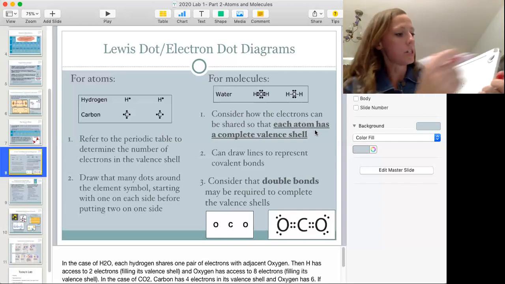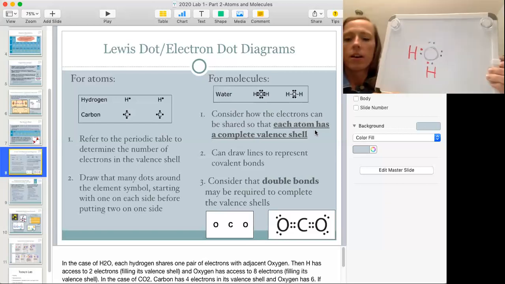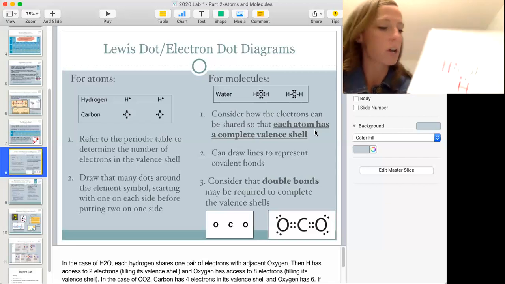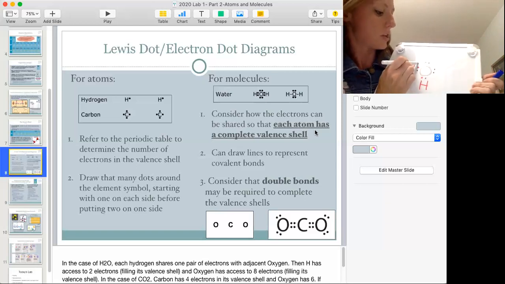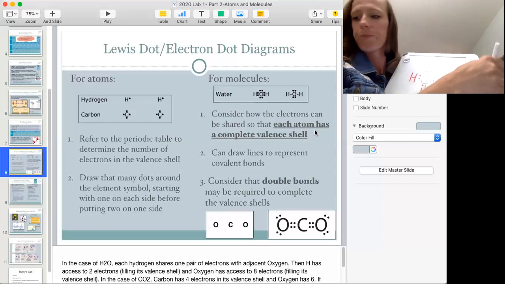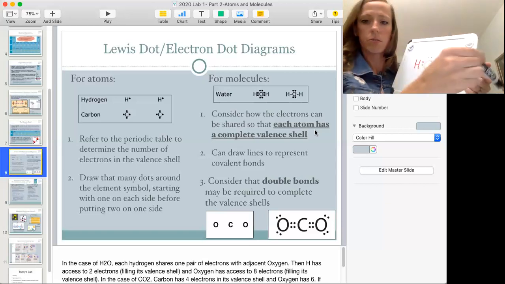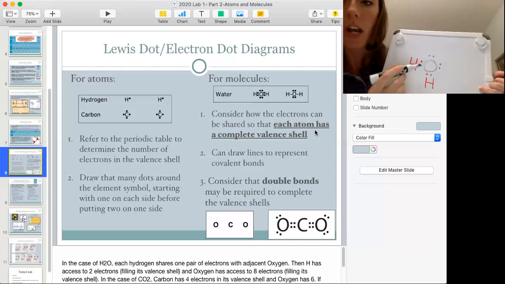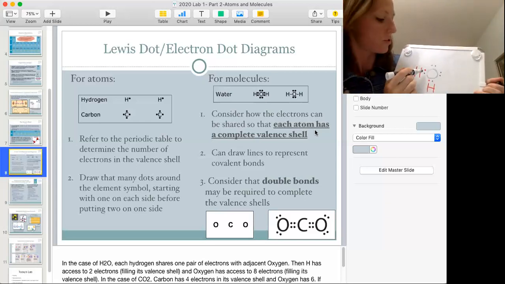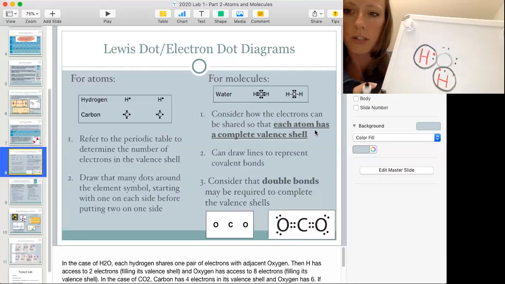And now, to check yourself, to make sure that each of your atoms has access to a complete valence shell, I sometimes take another pencil or another color and draw a circle. Oh, my blue's not working. We're just going to have to use black. Draw a circle around the chemical symbol and the number of electrons that it needs to complete its valence shell. So hydrogen only needs 2. This hydrogen needs 2. It's going to be stable and happy.